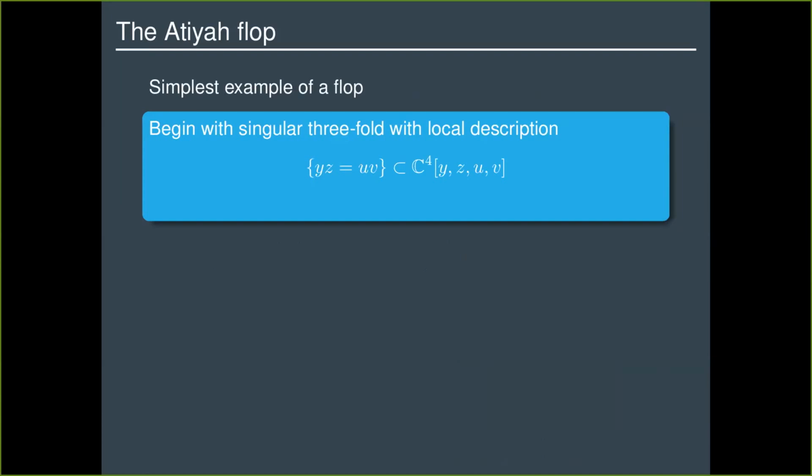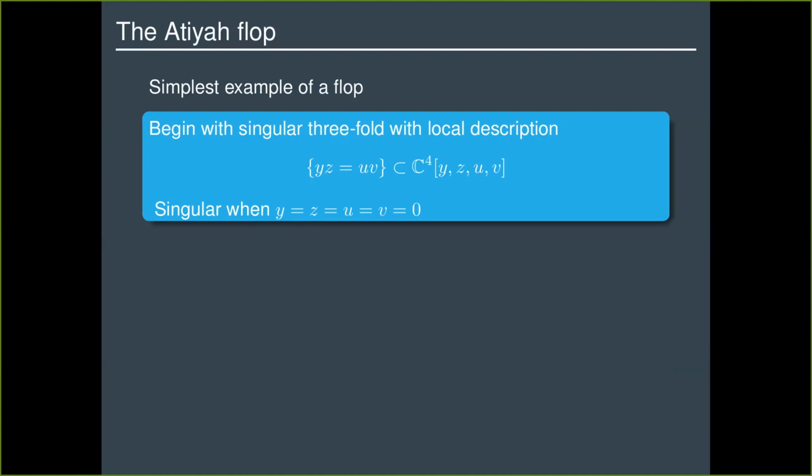Okay, the simplest example of a flop is called the Atiyah flop. And here you begin with a singular threefold, which has this local description. So inside C4, this cuts out a threefold. And the coordinates of the C4 are Y, Z, U, and V. And this threefold has a singularity at the origin, where Y equals Z equals U equals V equals 0, because the derivatives of this will vanish.